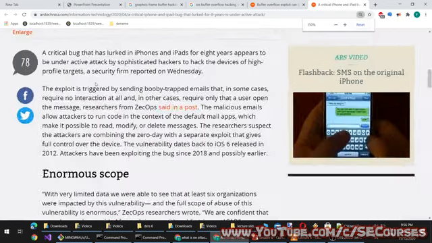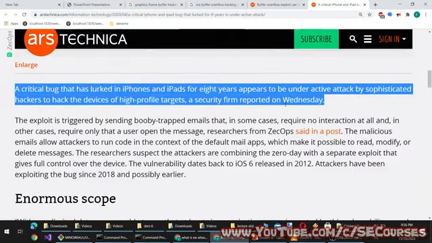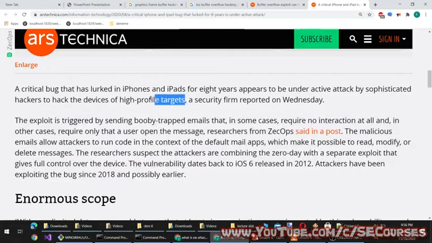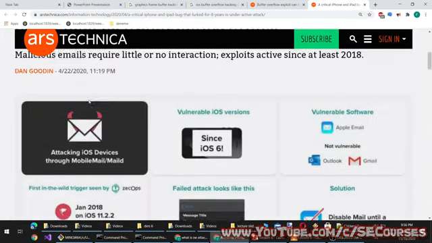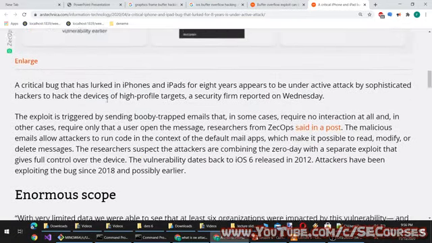Okay, let me zoom in a bit. A critical bug that has lurked in iPhones and iPads for 8 years appears to be under active attack by sophisticated hackers to hack the devices of high-profile targets, a security firm reported on Wednesday. So since this was only targeting high profile targets, it was unnoticed for 8 years.